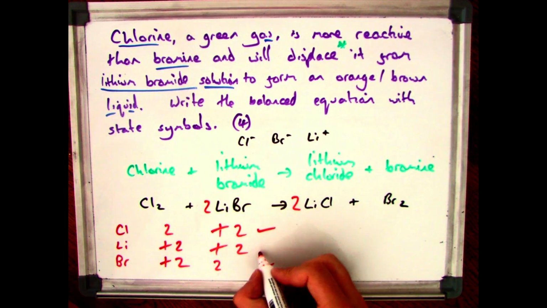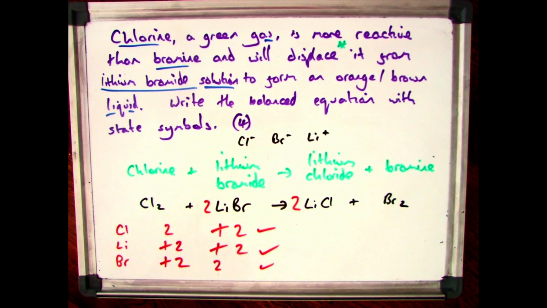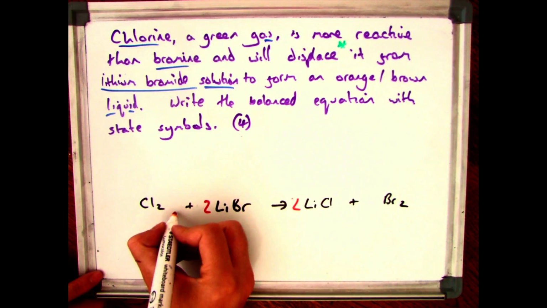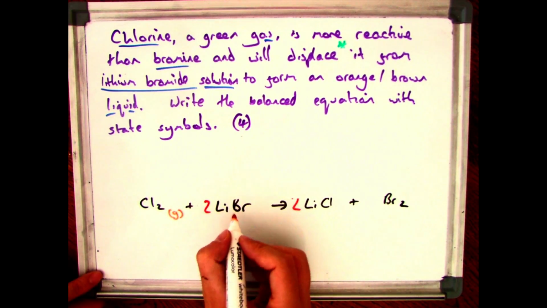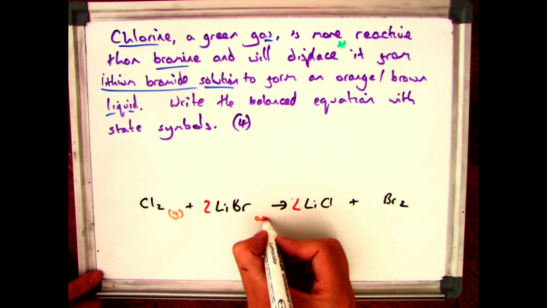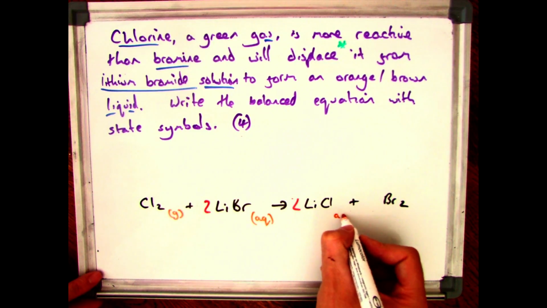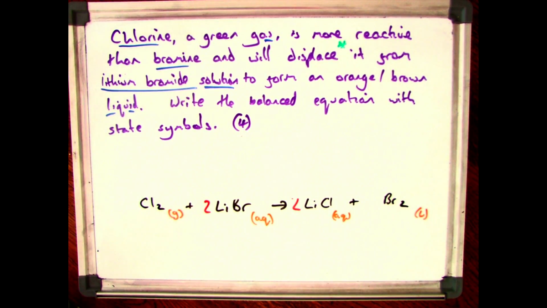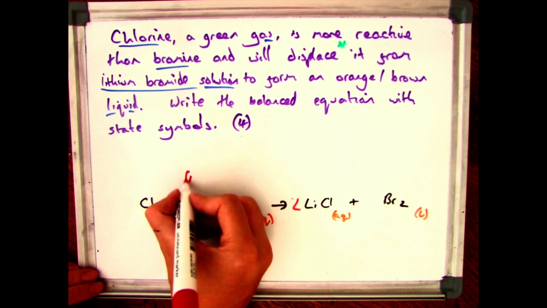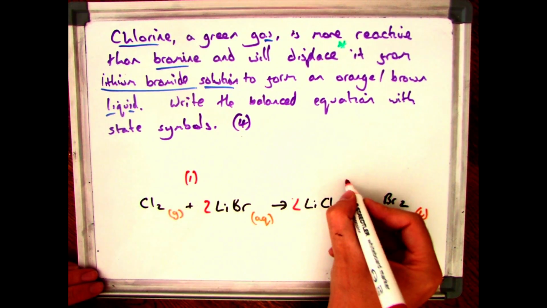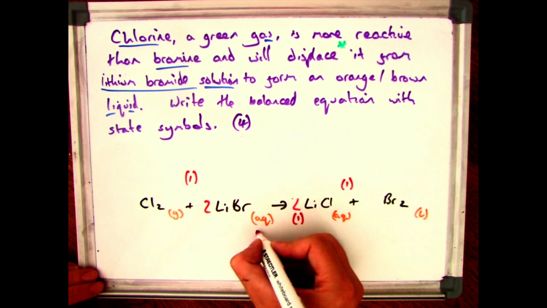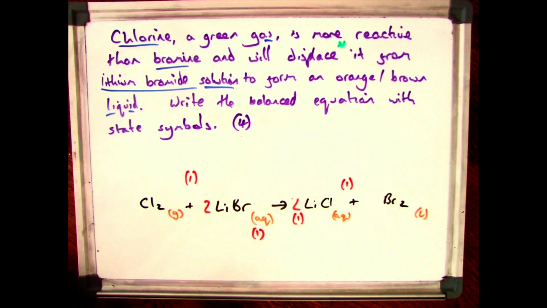Now the question also asks for state symbols, so it's important to remember to put that in. So it tells you in the question chlorine is a green gas, so you can put that in there. And then lithium bromide is a solution, which is aq for aqueous. Lithium chloride is going to be the same, and bromine, in this case, it tells you it's an orangey brown liquid, so your state symbol is l. You get 1 mark for the reactants, 1 mark for the products, 1 mark for the state symbols, and 1 mark for it being balanced.